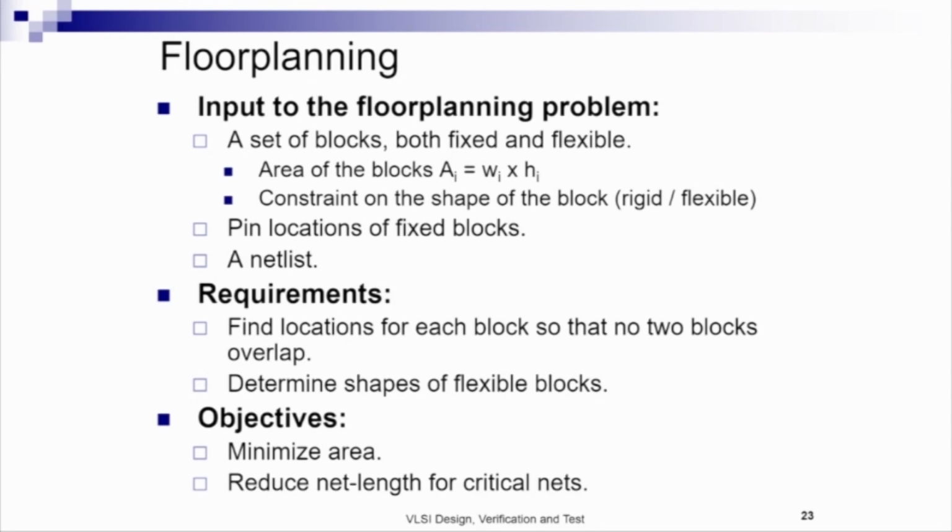Then what do we do at the floor planning phase? The input to the floor planning phase therefore is a set of blocks, both fixed and flexible. The area of each block, Ai equals Wi cross Hi, width cross height, is known. The constraint on the shape of each block, rigid or flexible, is known. The pin locations of the fixed blocks, the locations of the terminals, are known, and we know the interconnection among blocks as the netlist.